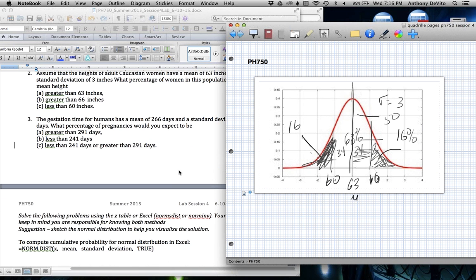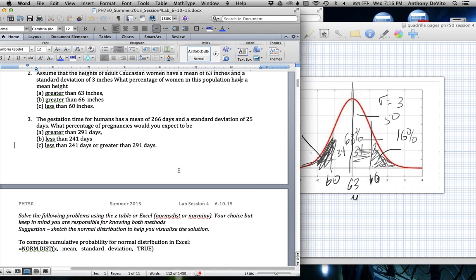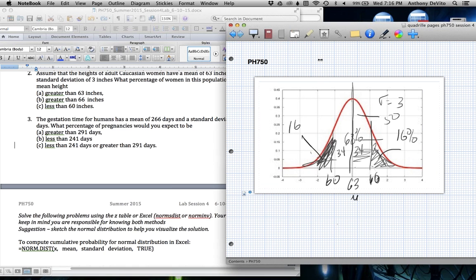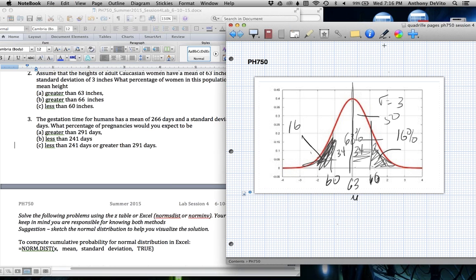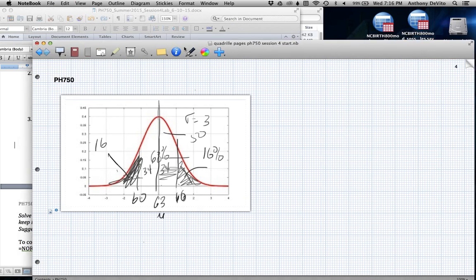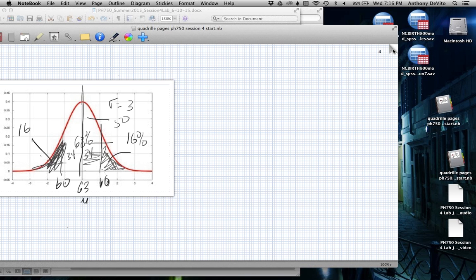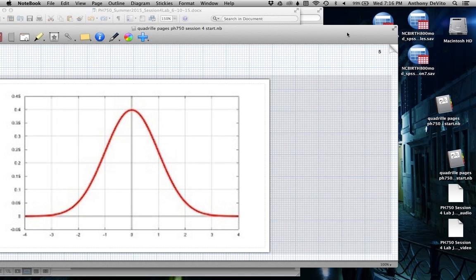The gestation time for humans has a mean of 266 days with a standard deviation of 25. What percentage of pregnancies would you expect to be greater than 291 days? Let me get a brand new graph. It's going to take me forever to go back through these. Okay, I'm just going to switch my page, and we get a fresh graph.